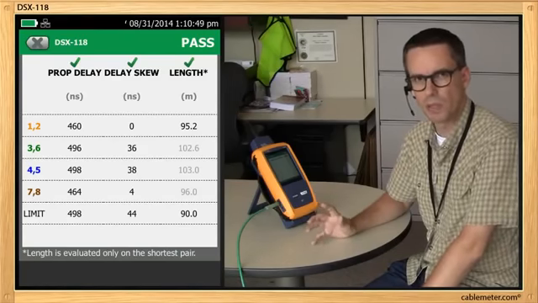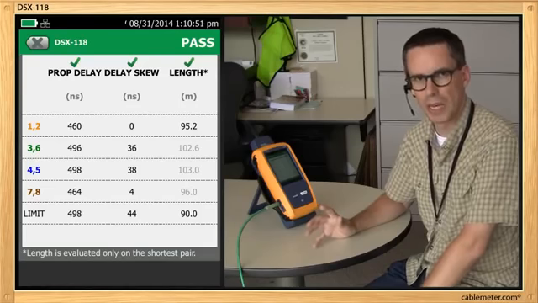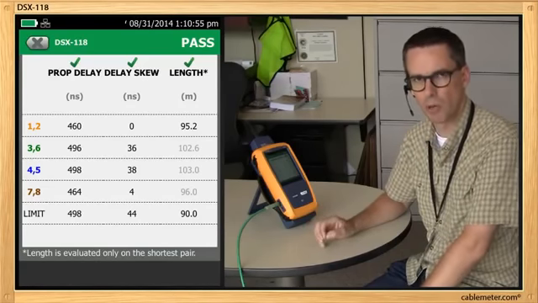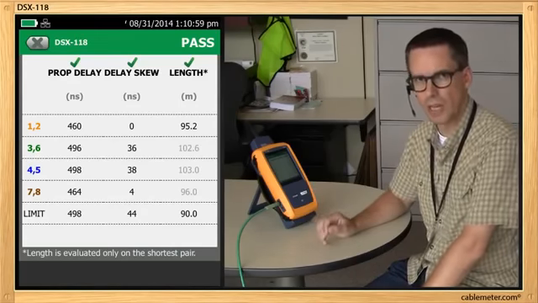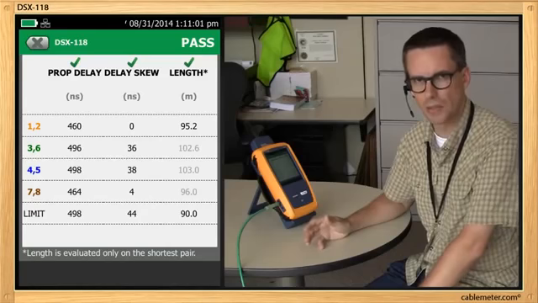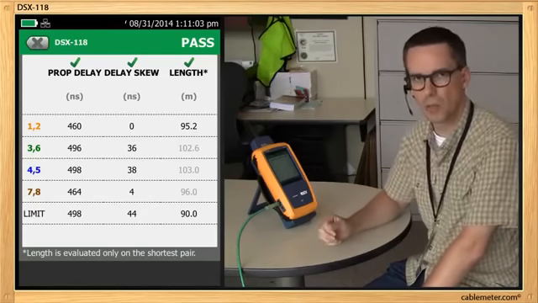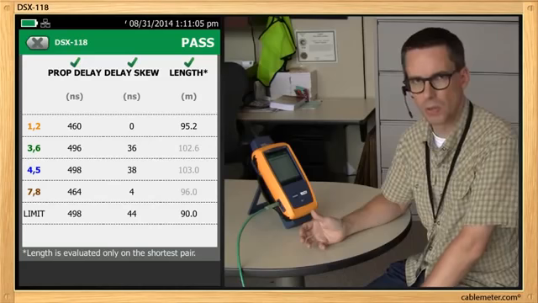Now, people normally get really wound up about this, but here's the reality. The active equipment doesn't care so much about the length. What it cares about is the length-dependent parameters, insertion loss and propagation delay. So if the insertion loss passes and the propagation delay passes, who really cares whether it's 95 meters or not?